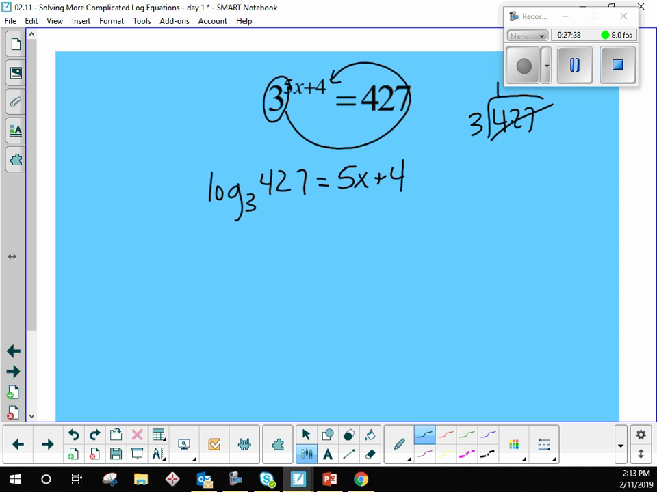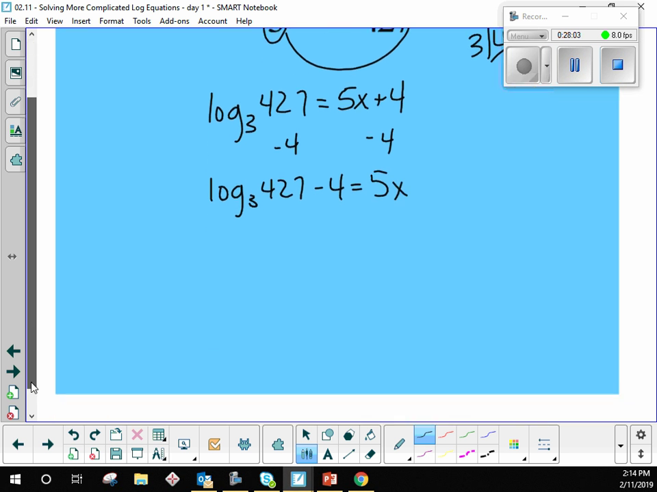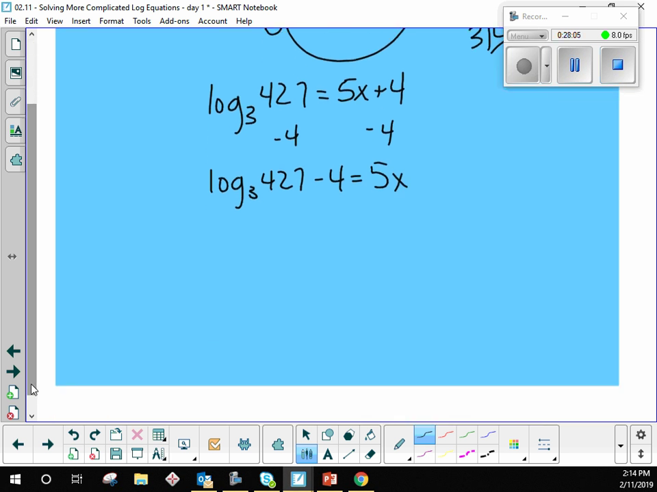And our goal is to solve for x. Right now, x is times 5 and plus 4. What am I going to do next? Subtract 4. Okay, after this, the next step is just like a regular equation. It's okay that log 3, 427 is crazy looking. You can still just subtract 4 from both sides. And then you would just write it like this, because they're not like terms, so you can't combine them. So you just bring them down and you just write them. Log base 3 of 427 minus 4 equals 5x.